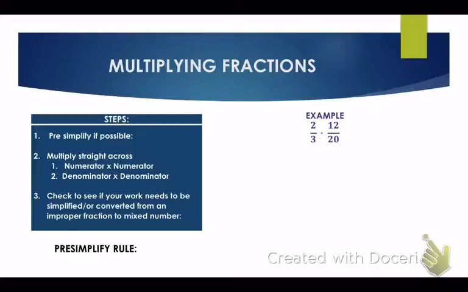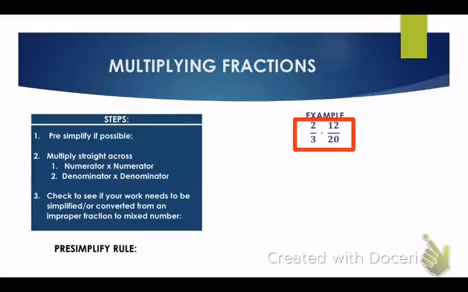Multiplying fractions, there are 3 steps. They are already written in your graphic organizer because Mr. Williams was nice and wanted this video to go quicker. So multiplying fractions, first step, pre-simplify if possible. If you'll see on the side, we have our question. It is 2/3 times 12 over 20. Those are both fractions, so that's a good start. But we need to pre-simplify.